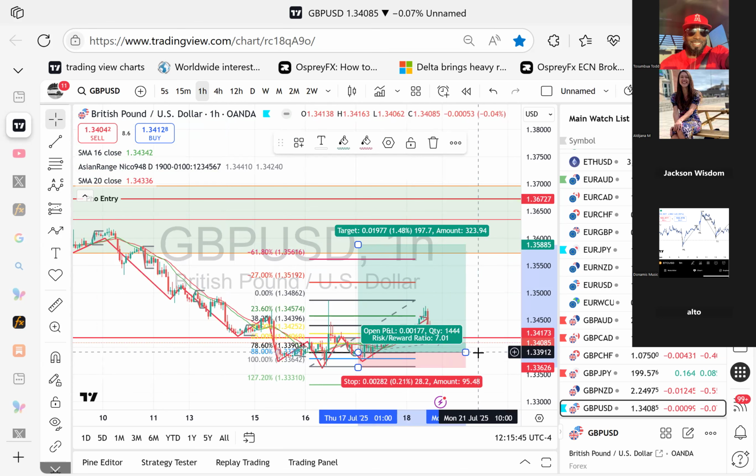Would you take profits along the way? No, I'm not taking profit along the way. This is where price is going. If it doesn't go there, then I lose that trade. I'm not taking profit along the way. I understand.